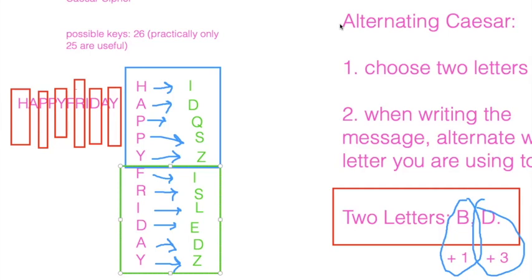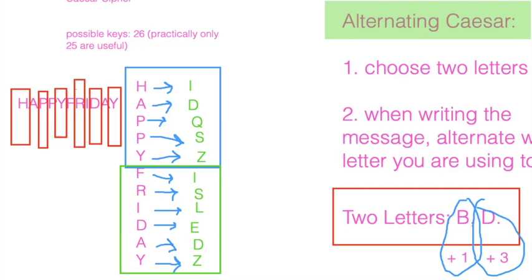Now, the question is, how many keys are there? We want to look at the security of our alternating Caesar compared to our original Caesar. Is our alternating Caesar more secure than a regular Caesar? How much more secure? Is it twice as secure? 10 times as secure? 100 times as secure? 25 times as secure? Why?